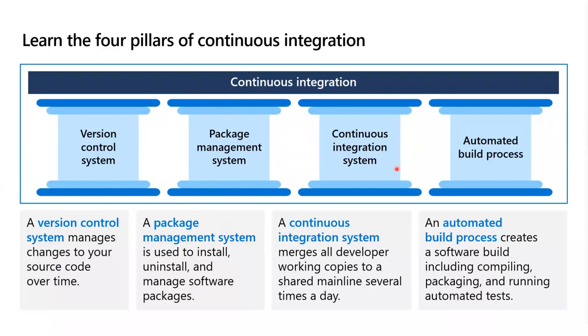The continuous integration system merges all developers' working copies to the shared mainline several times a day. I mean, all the system is fully automated. And again, this is going to be in part with the automated build process. So an automated build process creates a software build, including compiling, packaging, and running automated tests.